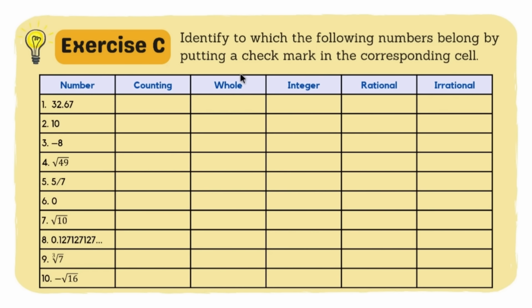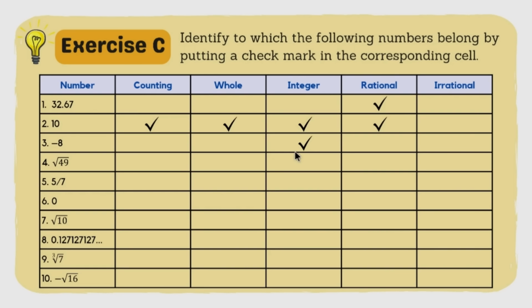Alright, I hope nasagot nyo ito ng tama. Let's see your answers. Okay, first we have here 32.67. Di naman po siya natural, di naman po siya whole or integer. Hindi rin naman po siya irrational. So it's just rational number. Next, how about number 210 is a counting number. Yes, it's also a whole number. It's also an integer. And of course, it's rational number. Pero is it an irrational? Hindi po pwede.